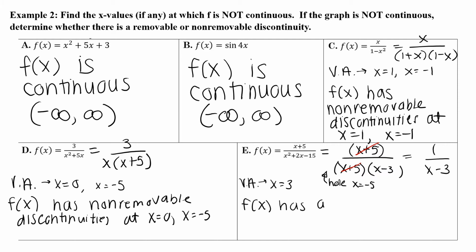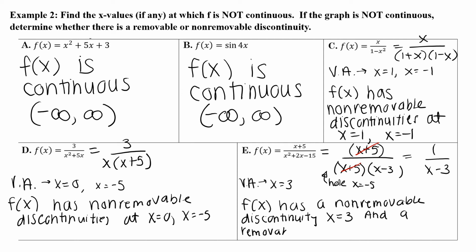has a non-removable discontinuity, just like in C and D, where we have that vertical asymptote at x equals 3, and a removable discontinuity where we have that hole at x equals negative 5.